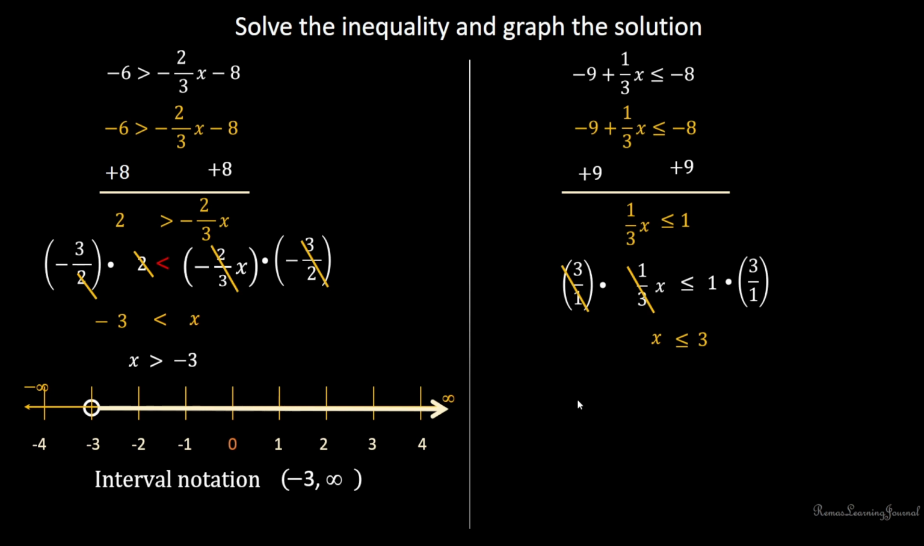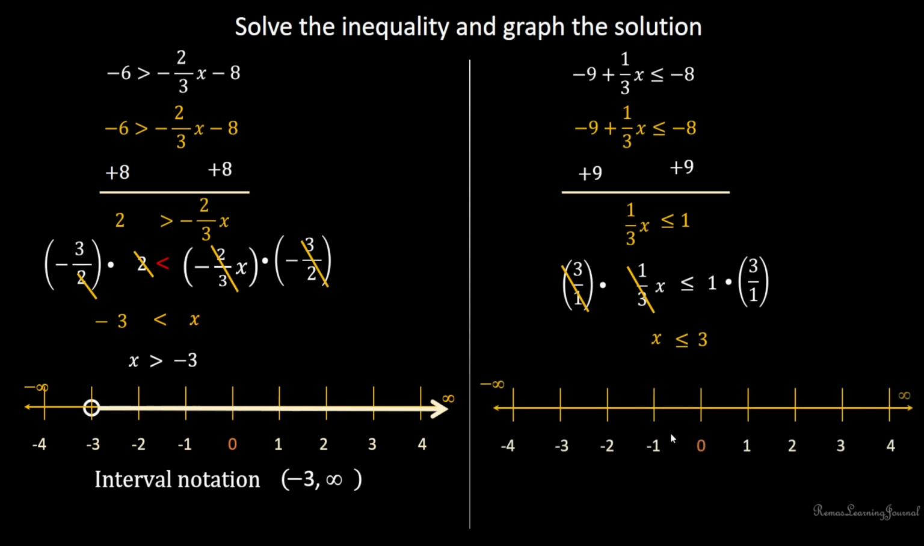Now let's graph this inequality. Since x is less than or equal to 3, let's draw a closed circle around 3 and shade all the numbers less than 3 all the way up to minus infinity as the solution. Now let's write the solution in interval notation. For that, let's pick the endpoints minus infinity and 3. And let's put a parenthesis around minus infinity and a square bracket around 3 to indicate that 3 is included in the solution.